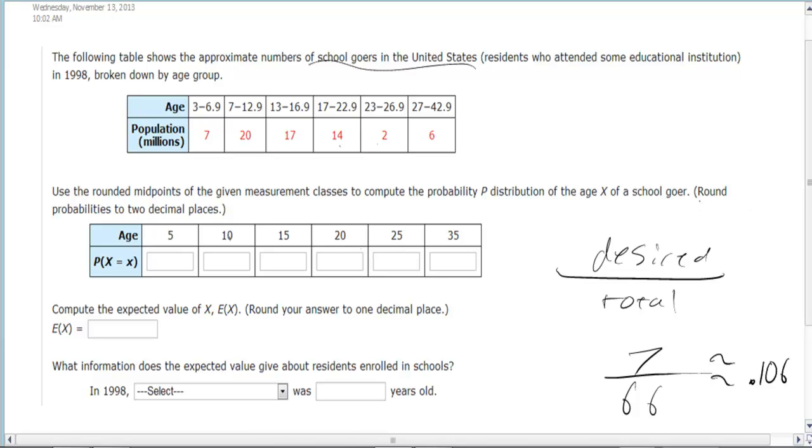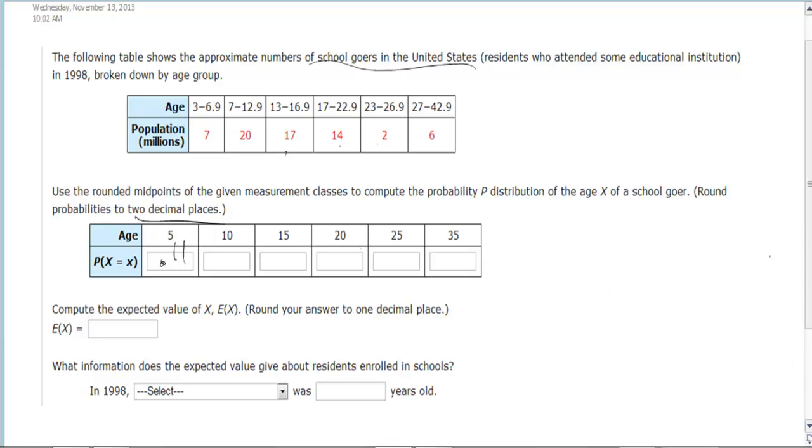Now it's telling us round your probabilities to 2 decimal places. So using standard rounding, this would end up being 0.11. And you continue. You do the exact same thing for 10. So again, it's going to be out of 66, but now the likelihood of somebody being 10 years old is 20 out of 66. And then 17, 14, 2, 6, and then you're going to do all the different values in here.